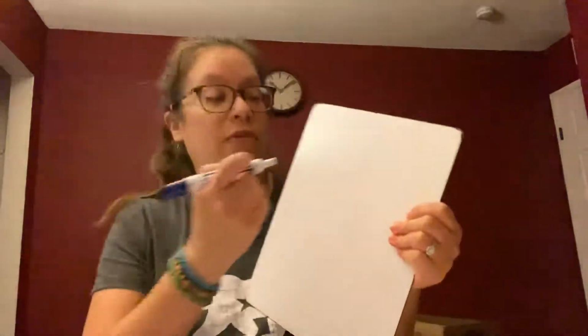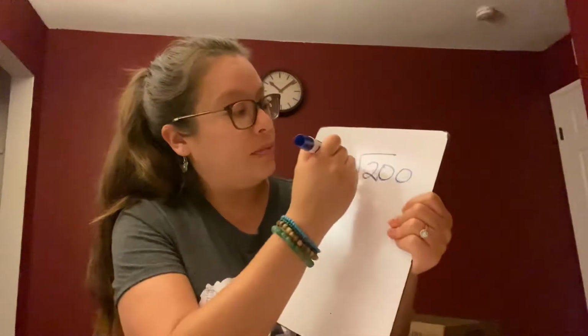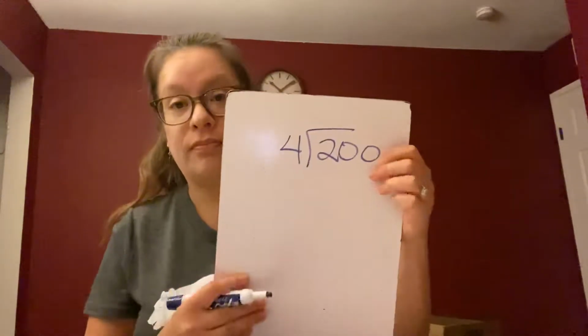When there's zeros in a division problem, you just have to look at it as just another number. It is a digit, right? I mean, it doesn't really count for anything, but it's still a number. So you have to remember that. You have to do all the steps. So my first problem I'm going to do is 200 divided by 4.